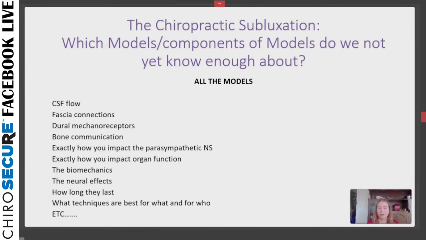There might be fascial connections. There could be dural connections. The mechanoreceptors within the dura itself could be a part of this whole thing that we just don't really know yet because we haven't been able to study it appropriately. There could be bone communication.